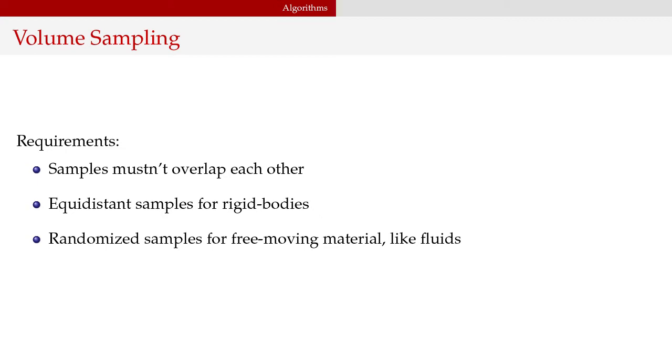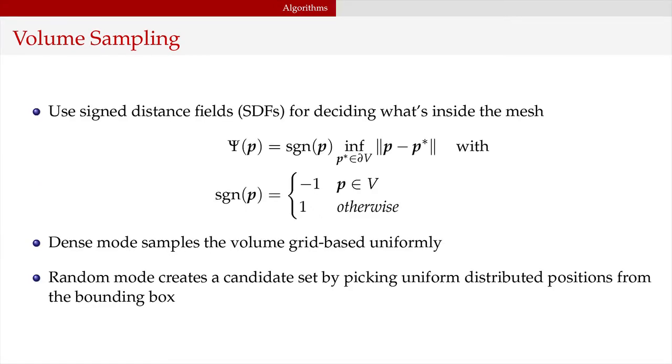If we want to sample rigid bodies, it's important that they are placed equidistant to each other, so we can ensure a homogeneous density or apply inhomogeneous densities correctly. For free-moving materials, like fluids, gases, or sand, it's important to randomize initial positions. Otherwise, artifacts can appear and propagate through the whole simulation. We take into account these different requirements by having two different volume sampling methods in Leaven.